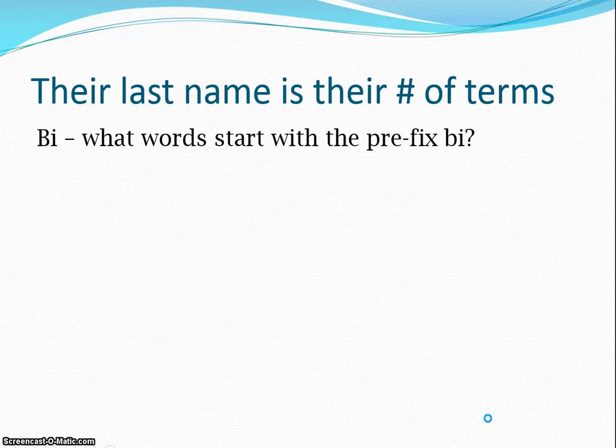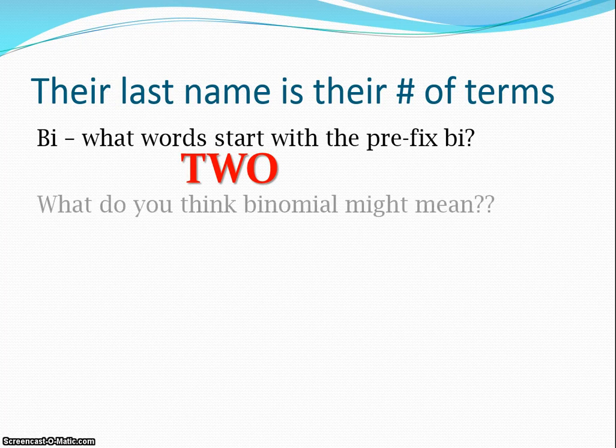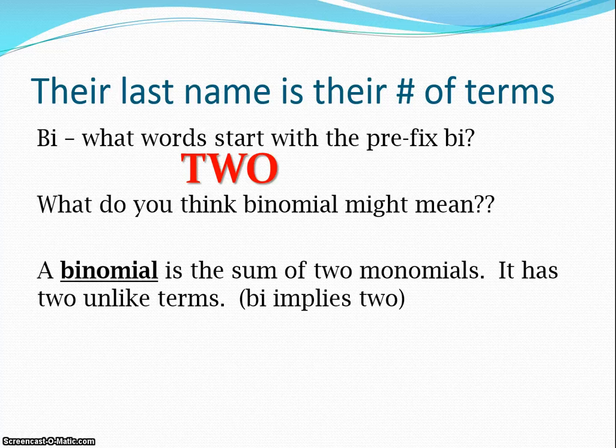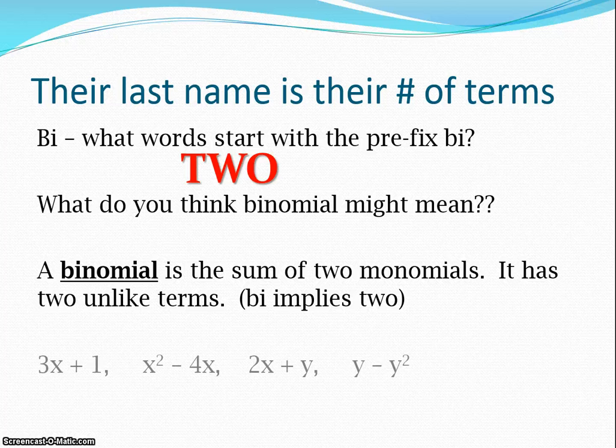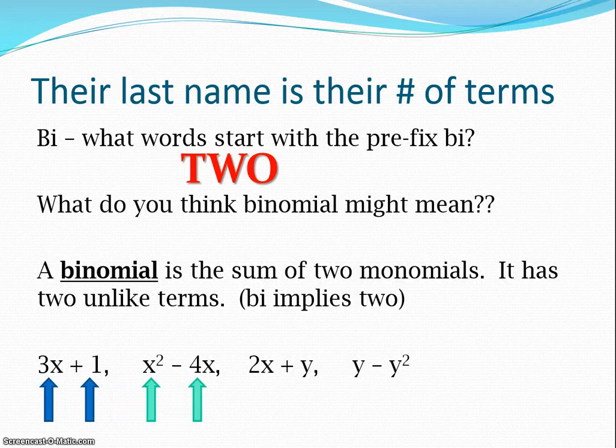Now, bi. What words start with the prefix bi? Bifocal, bicycle, bilingual. So this prefix means 2. So what do you think binomial might mean? Well, a binomial is the sum of 2 monomials. It has 2 unlike terms. So in these examples, you can see each one has 2 terms. Each one is separated by a plus or minus sign.